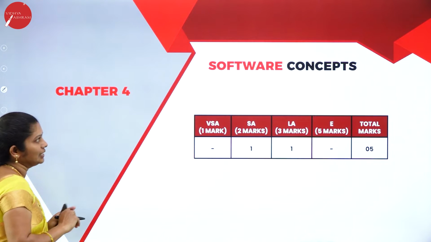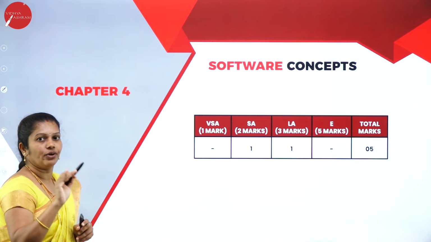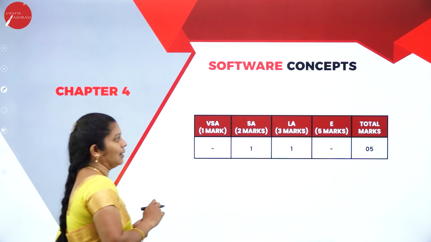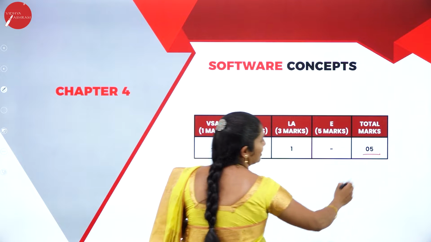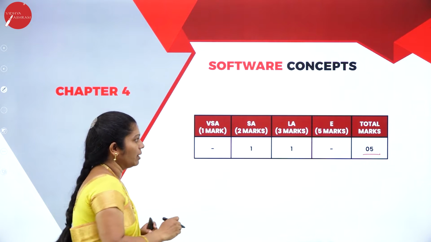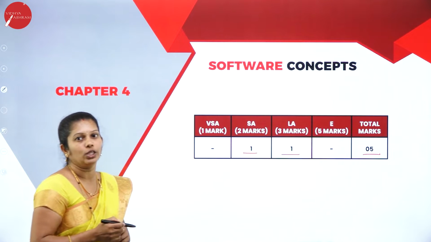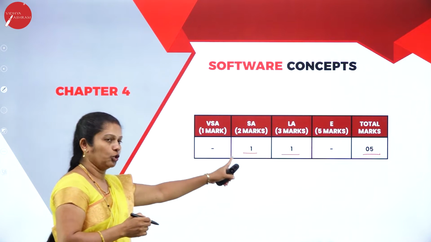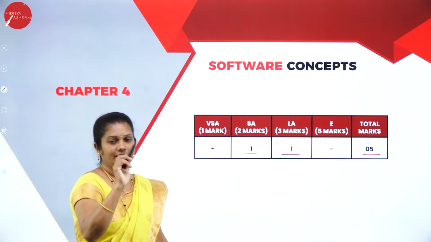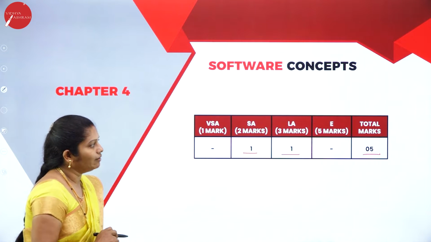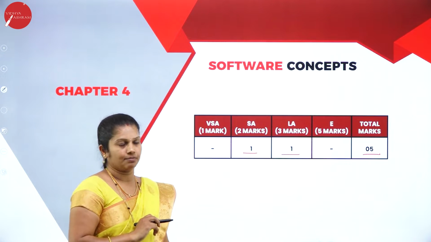The next, 4th chapter, is software concept. On this chapter, the total weightage in the annual exam is 5 marks. Out of 5 marks, in part B 1 question as well as in part C 1 question you will get. For 2 marks 1 question as well as for 3 marks 1 question. Total weightage will be 5 marks.